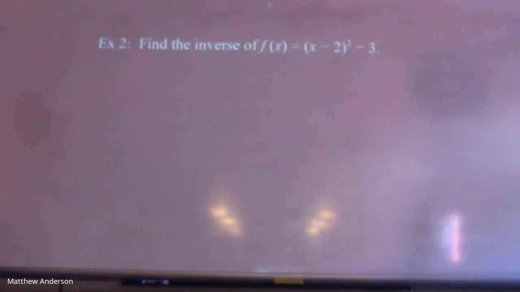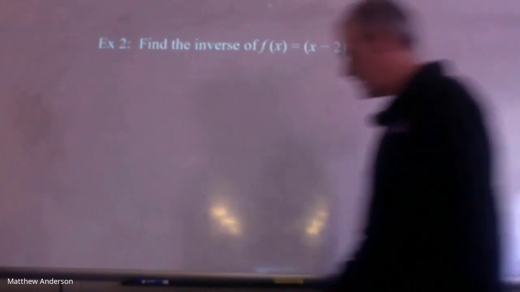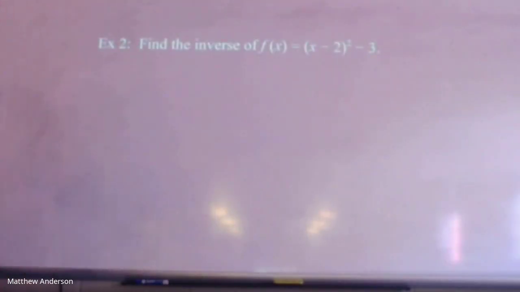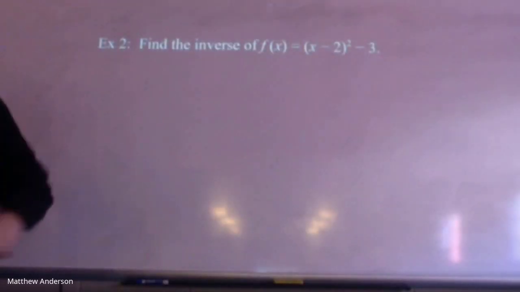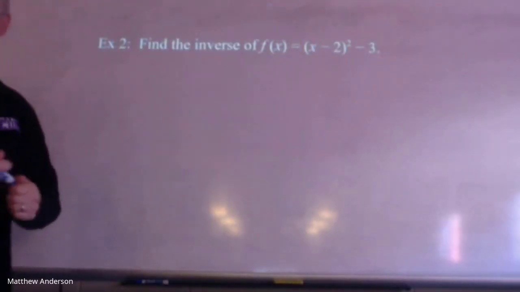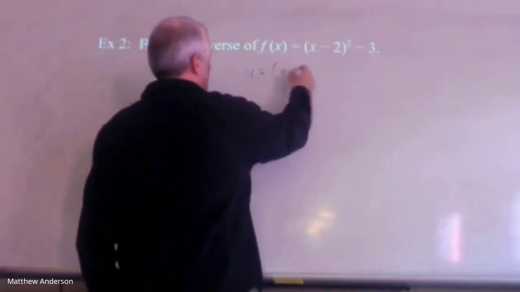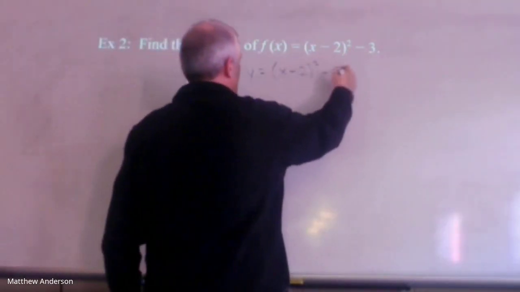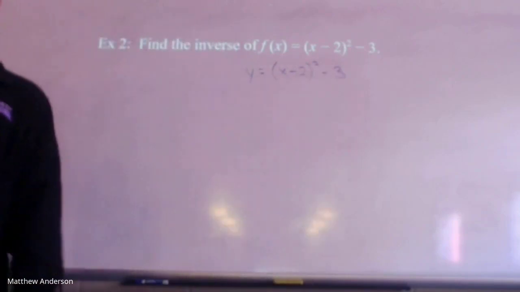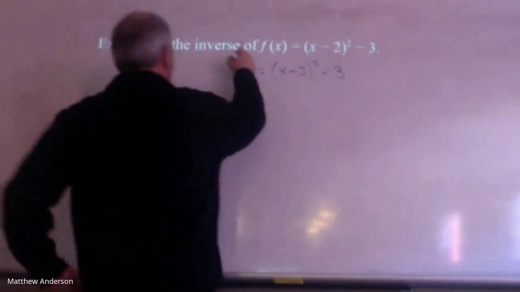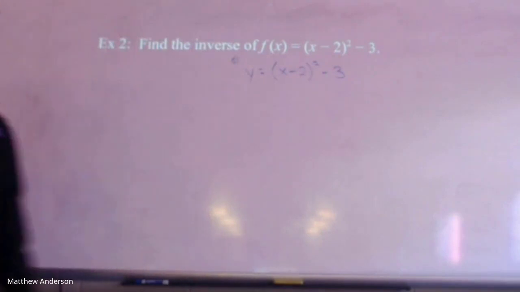All right, so let's do this one. Find the inverse of f of x equals (x minus 2) squared minus 3. So the first step is, you rewrite it, and you're going to write y equals (x minus 2) squared minus 3. So that's step 1. I'll put a little 1 here, so remember that's step 1. What are we going to do next?